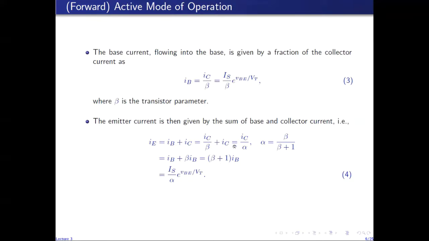So using this expression, we can represent this emitter current in terms of the collector current through this parameter alpha, which is defined in terms of beta. So alpha is always less than 1, in fact very close to 1. We can invert this expression to represent the emitter current in terms of the base current through the transistor parameter beta. And this equation can be used to represent the emitter current in terms of the base emitter voltage, like this, using alpha.